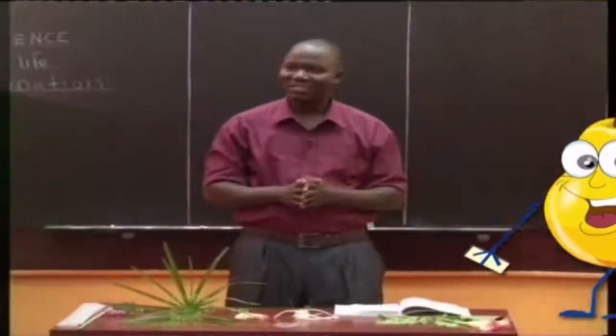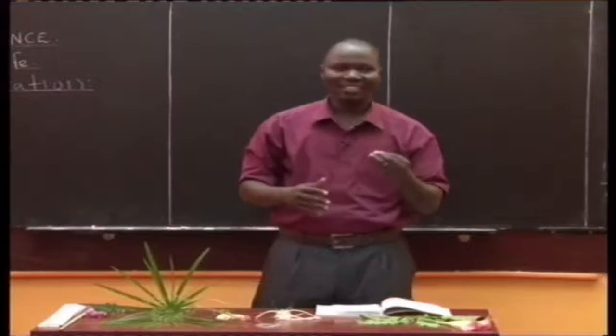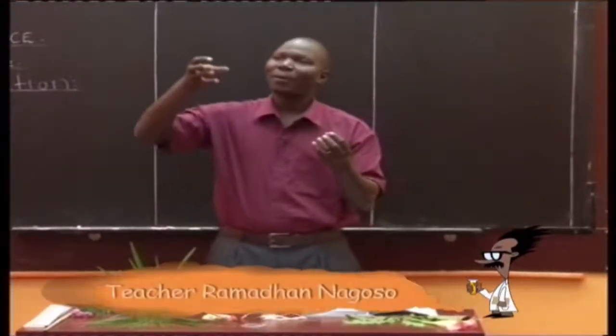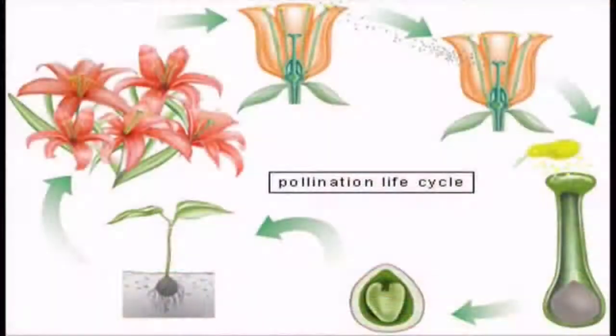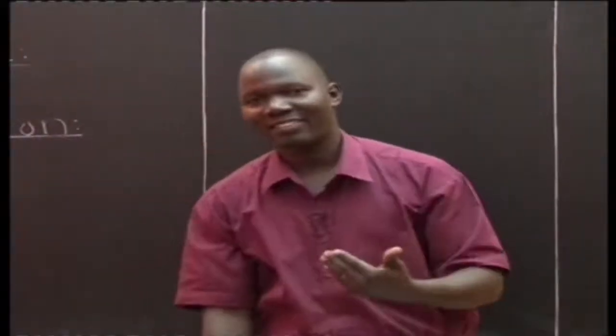Welcome back from that short break, children. Before you went for the break, I had explained to you that pollen produced in the anthers has to be transferred to the stigma. And once that happens, we say pollination has taken place.